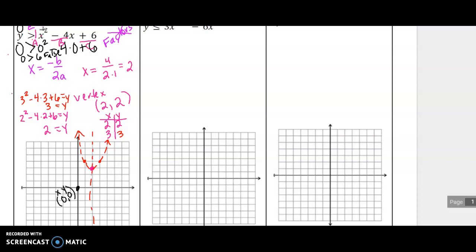So you shade the other part, which is actually going to be between the parabola. Okay? And all of these points that I'm shading, those are your answers. All those ordered pairs make it true. So if I would have picked a point in there and substituted it, it would have been true. So I need to shade that side. If it's false, you shade the other side.